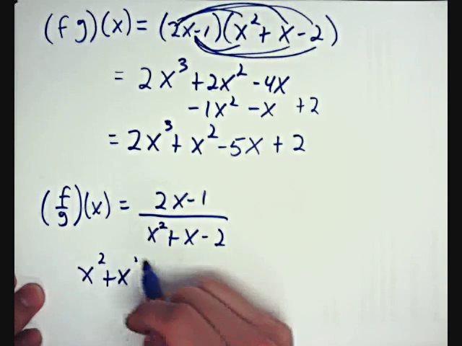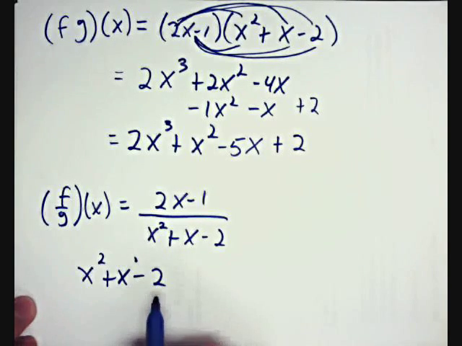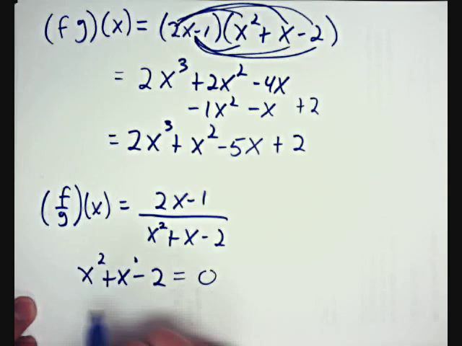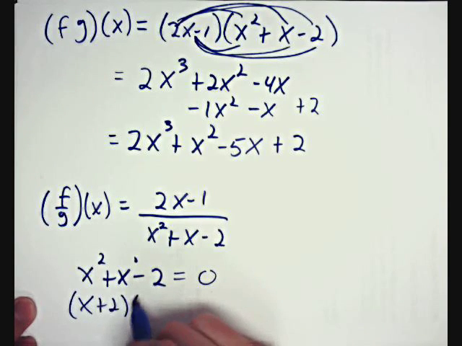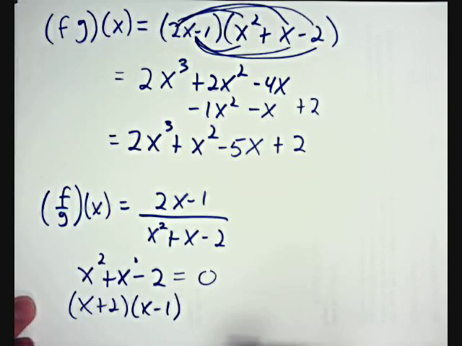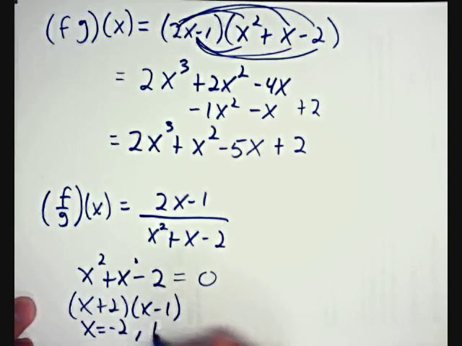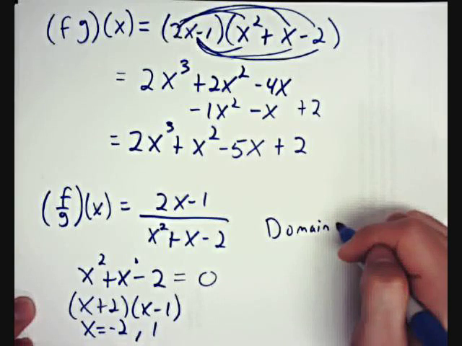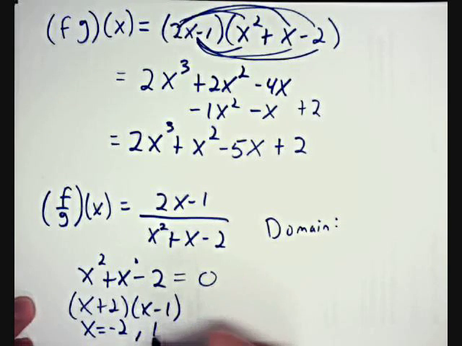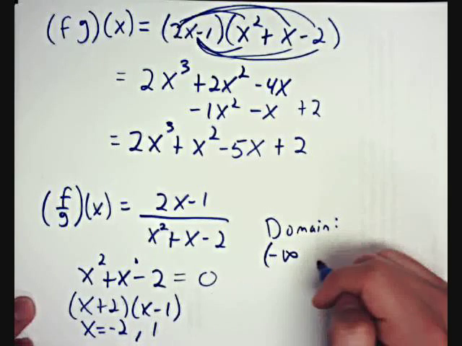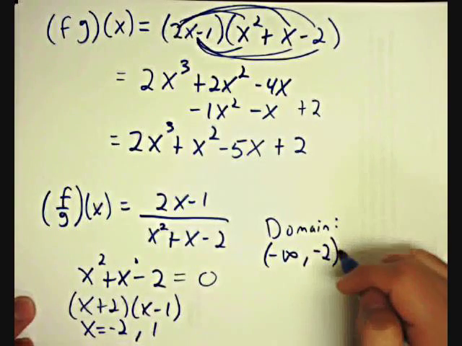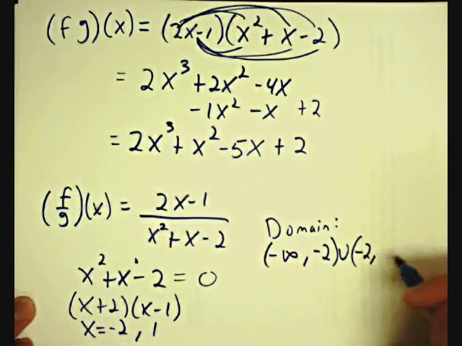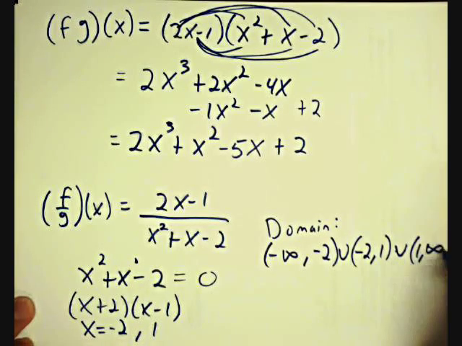X squared plus x minus 2 equals 0. Factors of negative 2, if I use 2 and minus 1, this will factor into x plus 2 and x minus 1. So we want to exclude negative 2 and positive 1 from our domain. Okay, so domain of all real numbers, we want to take out negative 2 and 1. So negative infinity, stop at negative 2. Union, start at negative 2, stop at 1. And then 1 to infinity.